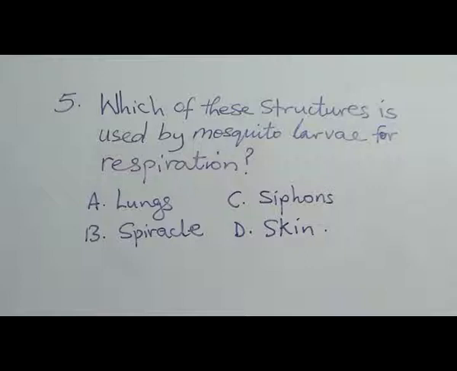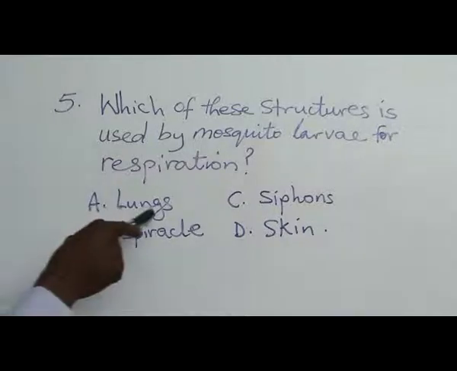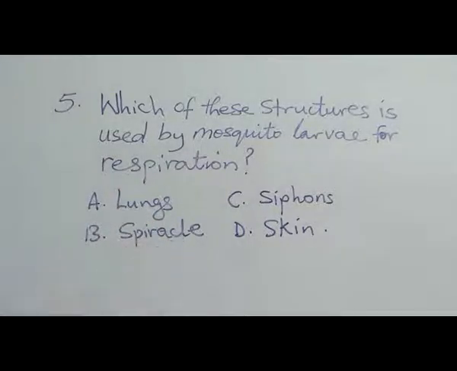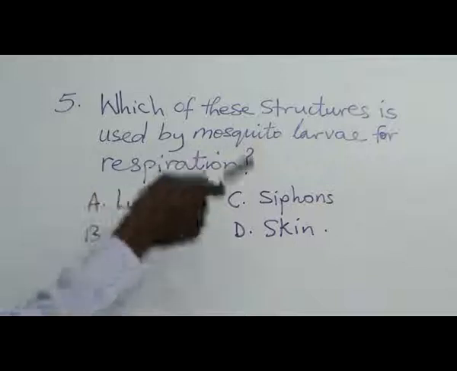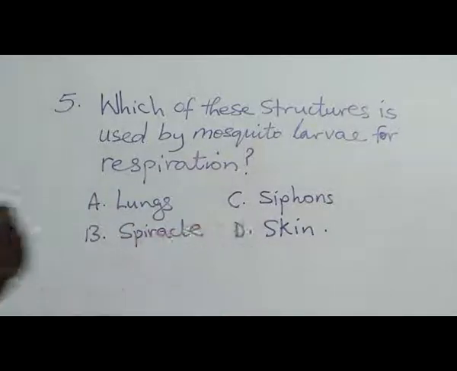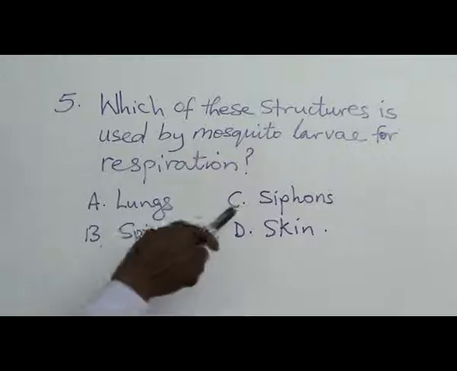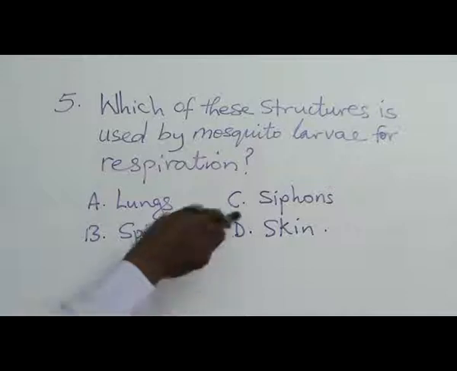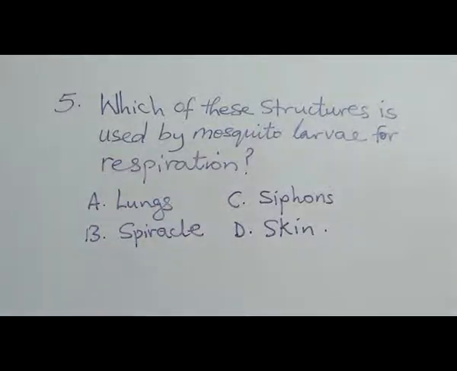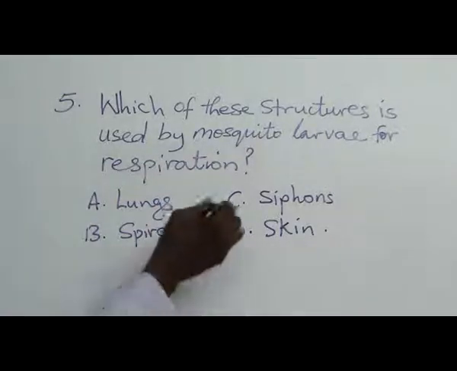We know A belongs to most vertebrates. Spiracle, you talk about insects. Of course, skin is not known for the larvae. We can talk of earthworm and the protozoa. So the answer is siphon, which comes out of the water to take air. So the answer to number 5 is C.